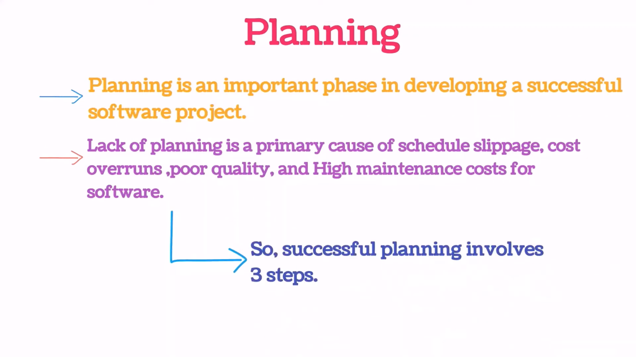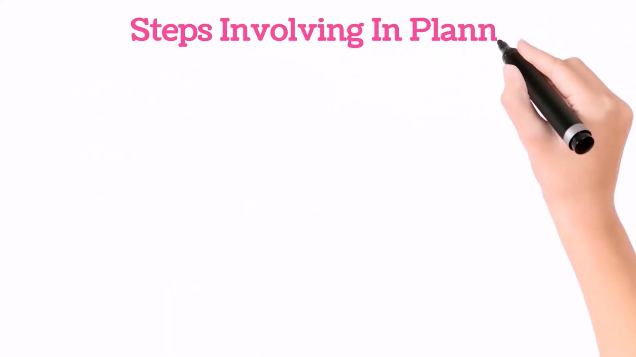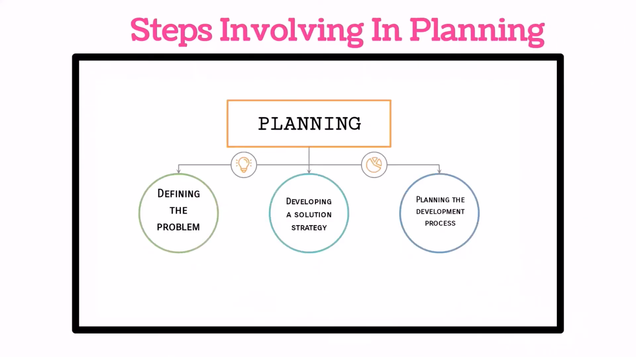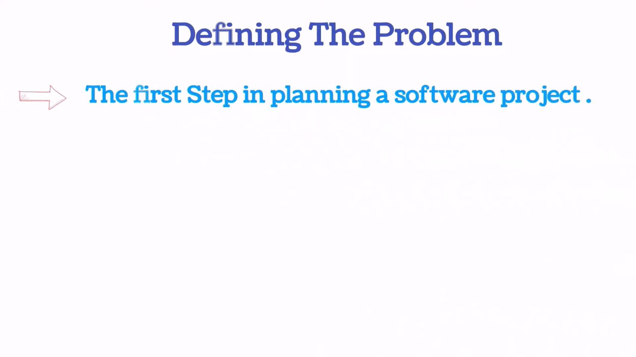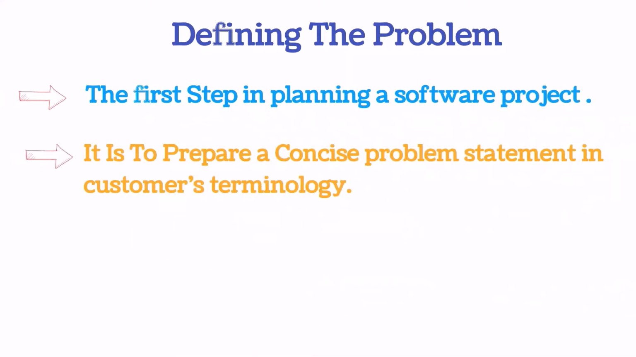So, successful planning involves 3 steps. Let's see about the steps involved in planning. The first step is defining the problem. The first and foremost step of planning a software project is to prepare a concise problem statement.